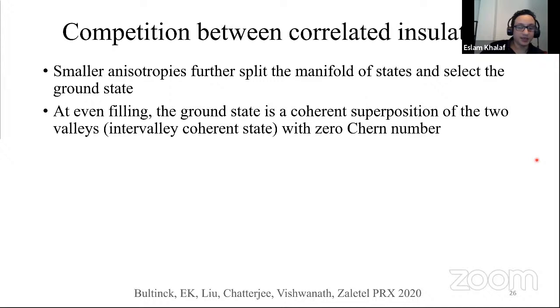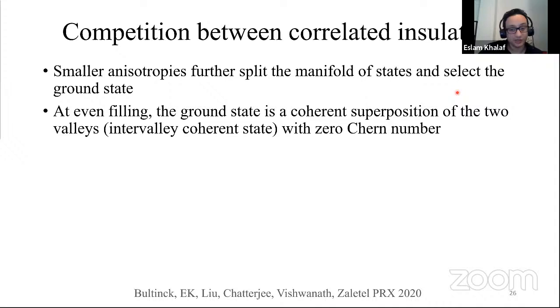is a coherent superposition of the two valleys. So it spontaneously breaks this valley charge conservation, a so-called intervalley coherent state. But most importantly, at even fillings, the ground state has a zero Chern number. So it's a correlated insulator that doesn't have a Chern number.